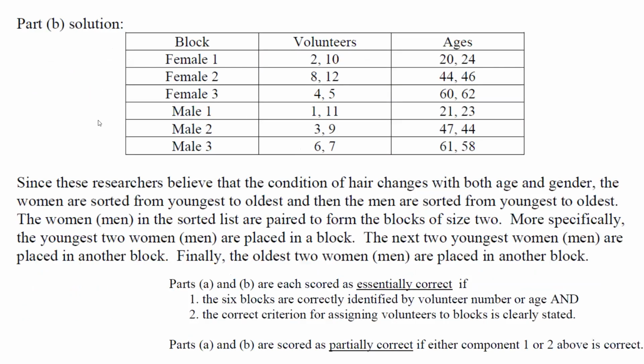And then in part B, we believe the condition of hair changes with both age and gender. So we're taking both of those into account here. So we've got the youngest females, the middle females, and the oldest females. And then we've got the youngest males and the middle males and the oldest males. So now we're blocking by both gender and by age. And you can see how that's scored here down below. Both parts A and B are scored as essentially correct or partially correct if either component 1 or 2 above is correct.